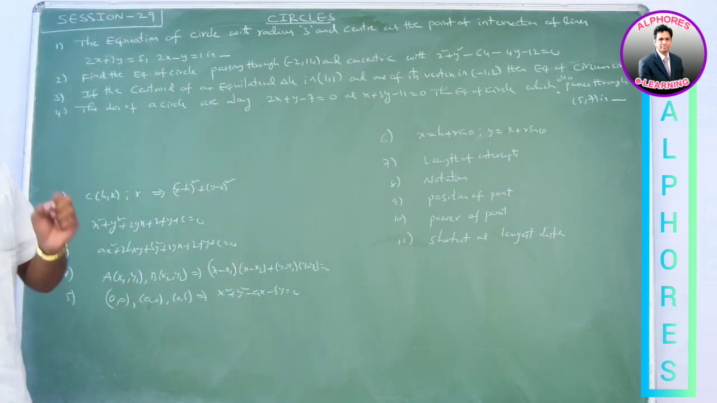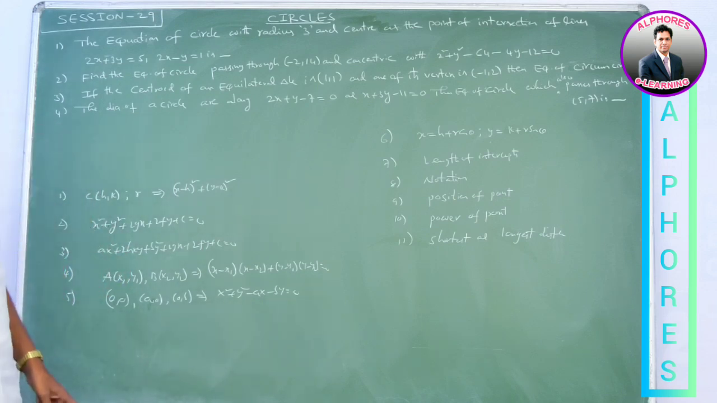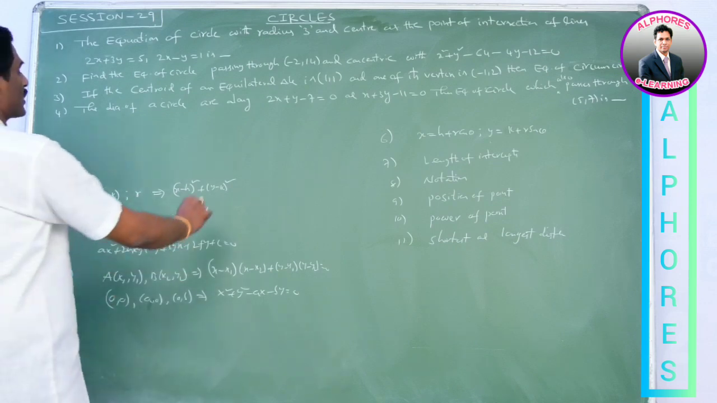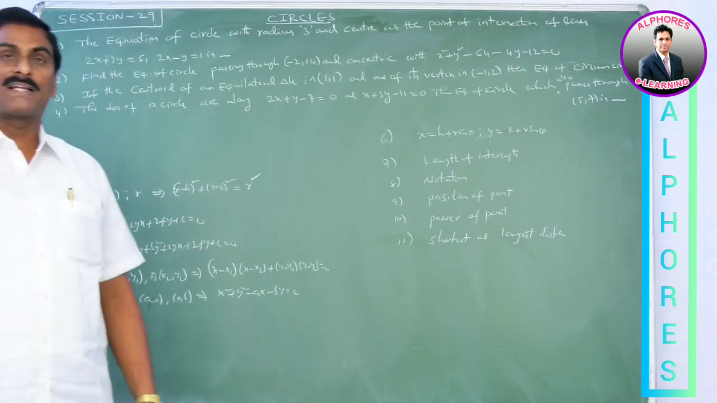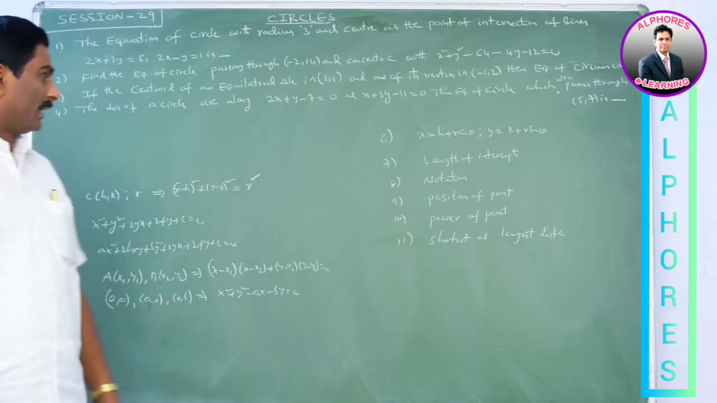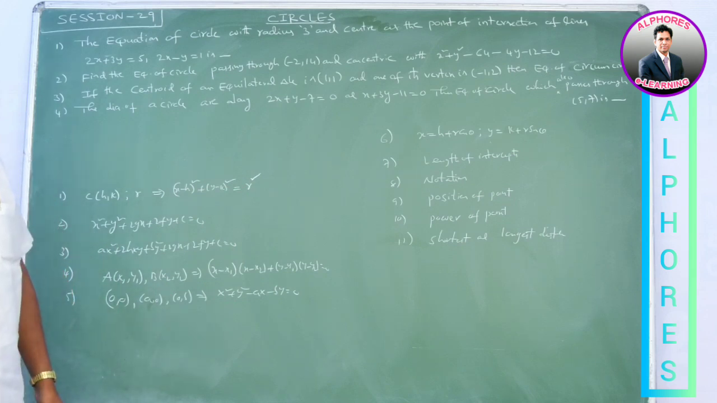The equation of the circle when the center and radius are given is (x minus h) whole square plus (y minus k) whole square is equal to r square. First, the equation of the circle when center and radius are given, its equation is (x minus h) whole square plus (y minus k) whole square is equal to r square.